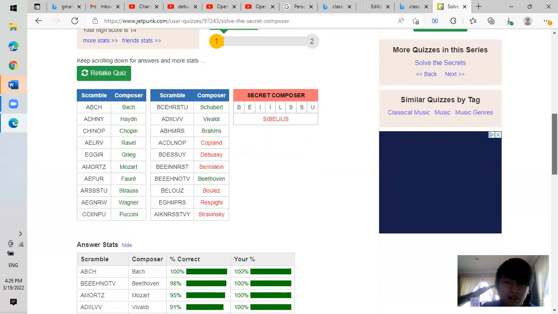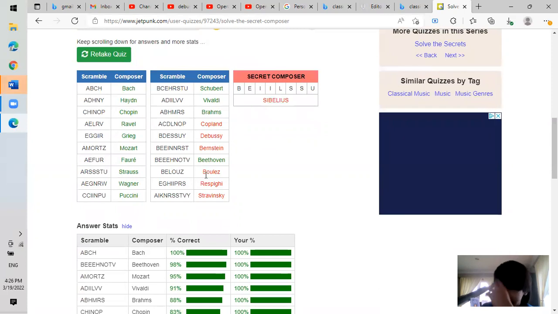Copland, of course. Oh, Boulez. Yeah, I've heard of his name. Okay, these two I have. Oh, Sibelius, of course. Sibelius violin concerto. Beautiful violin concerto. All right, so I think this is enough for today.